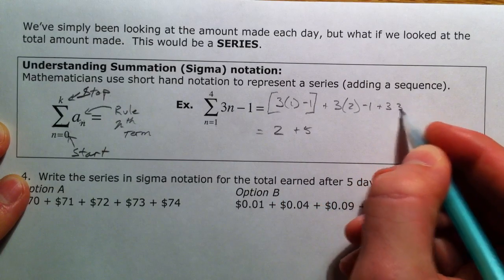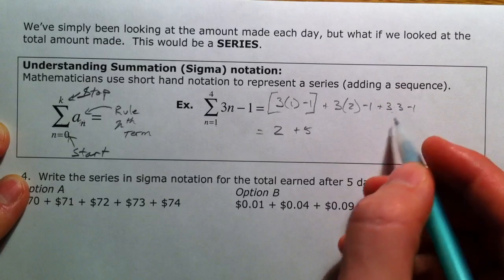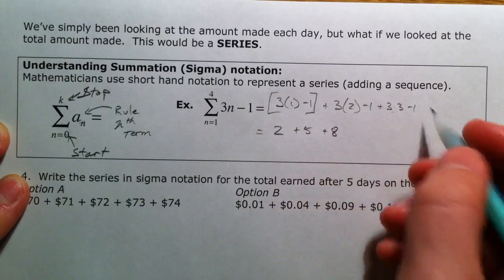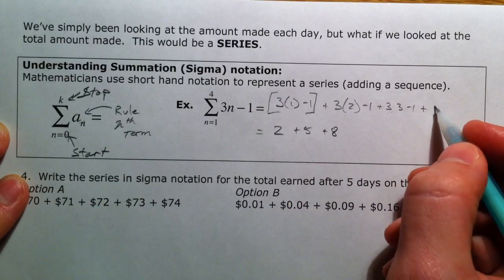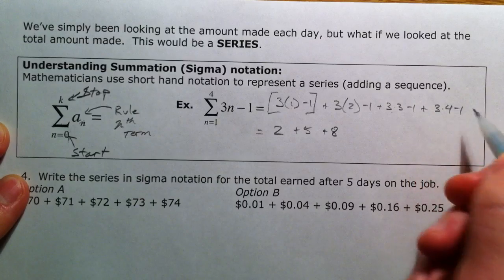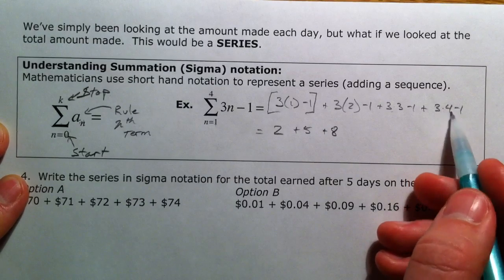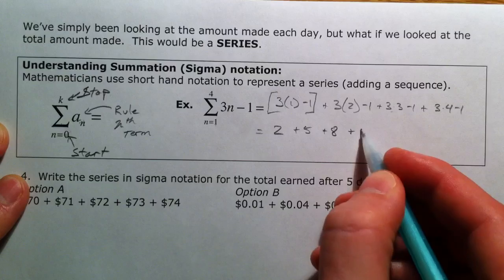Plus 3 times 3 minus 1. 9 minus 1 is 8. And 3 times 4 minus 1. And that's 12 minus 1 is 11.